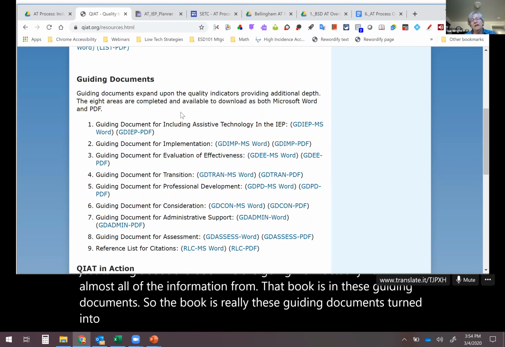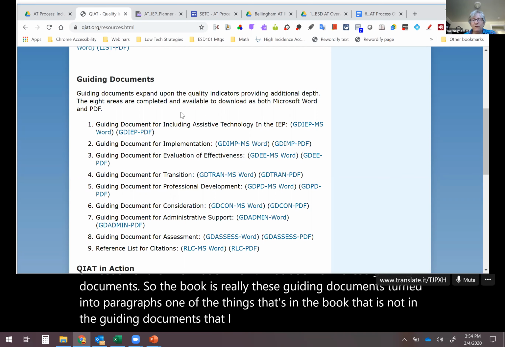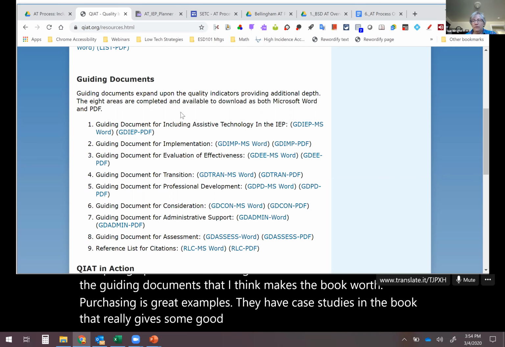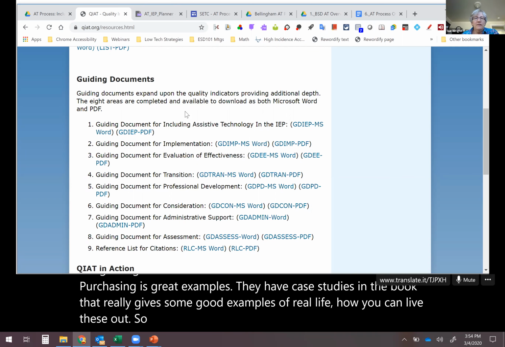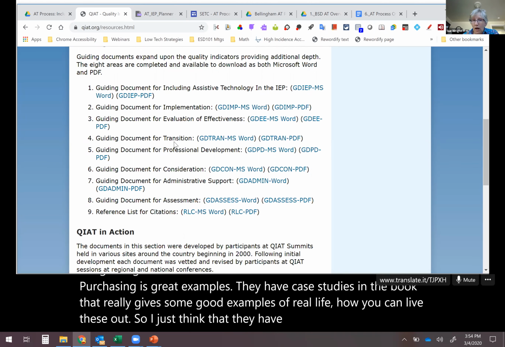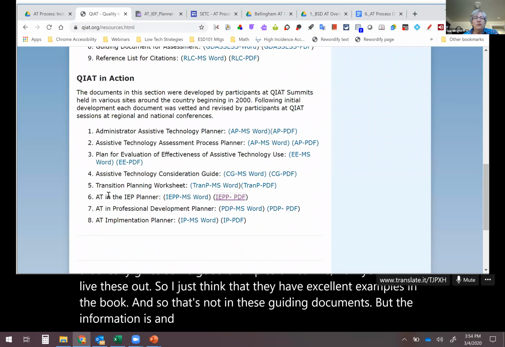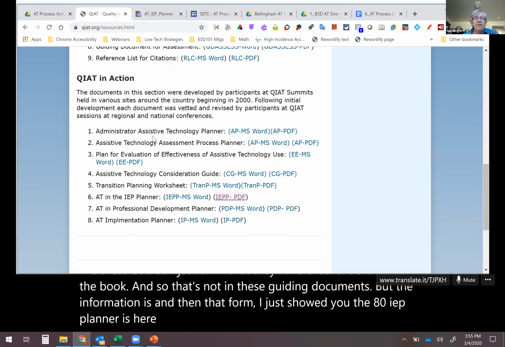One of the things that's in the book but not in the guiding documents, which I think makes the book worth purchasing, is great examples. They have case studies in the book that give good real-life examples of how you can live these out. So that's not in these guiding documents, but the information is. And then that form I just showed you, the AT and the IEP planner, is here under QIAT in Action. That's where they have all those forms we've been sharing with you.